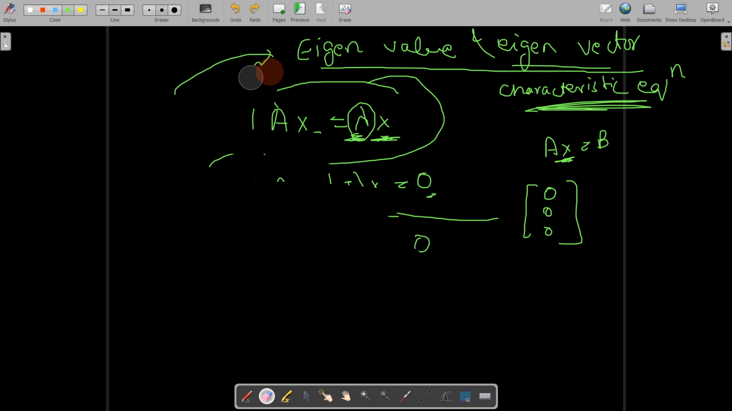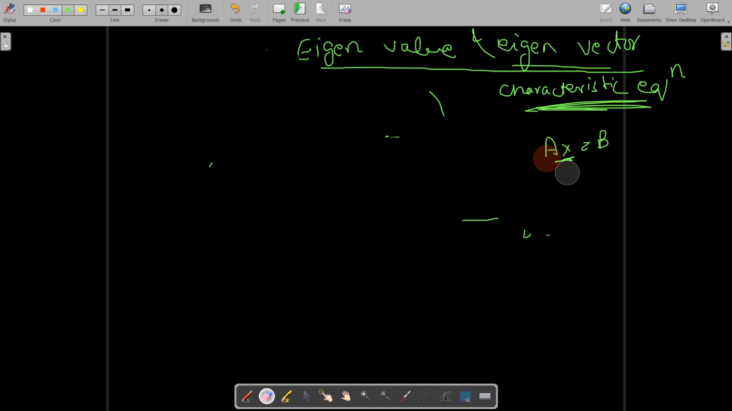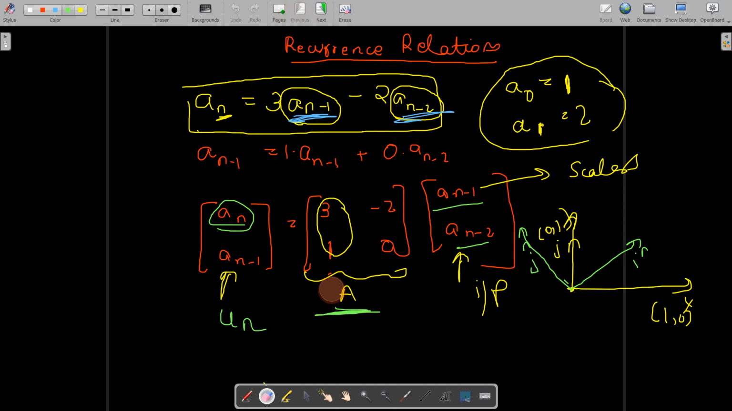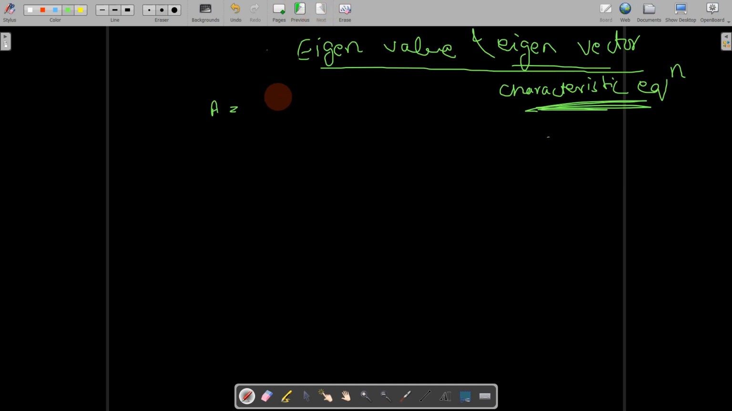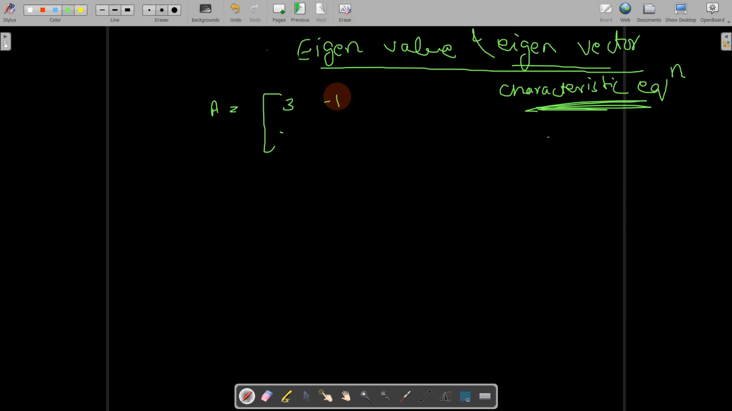So for the question in the previous slide, let us calculate the characteristic equation and then we will move on to the next step. So this was the question. This was the matrix A: 3, 1, minus 2, 0. We will write it over here. A is [3, -2; 1, 0].